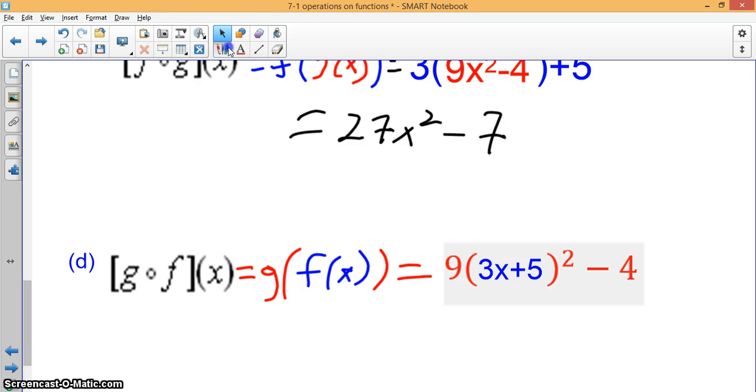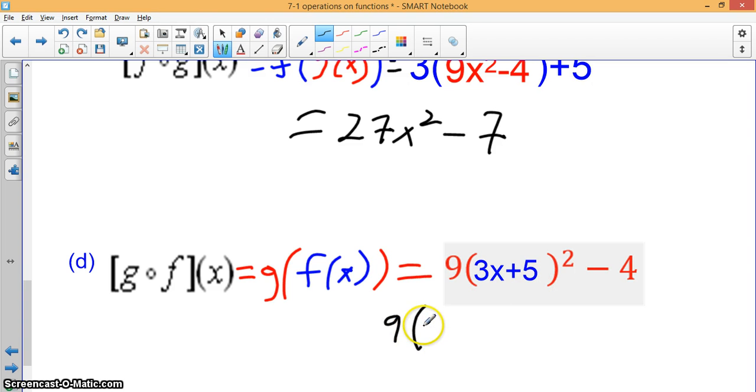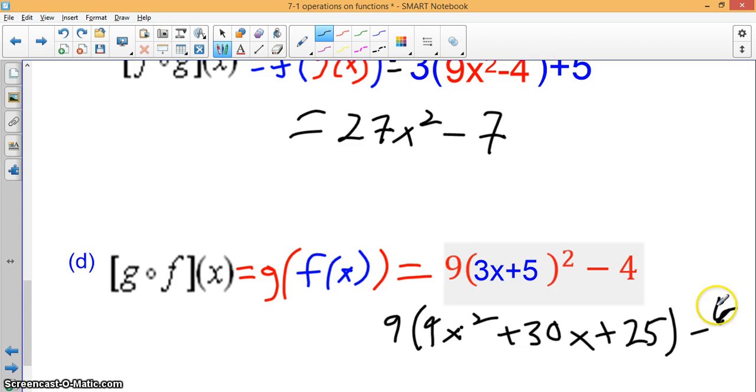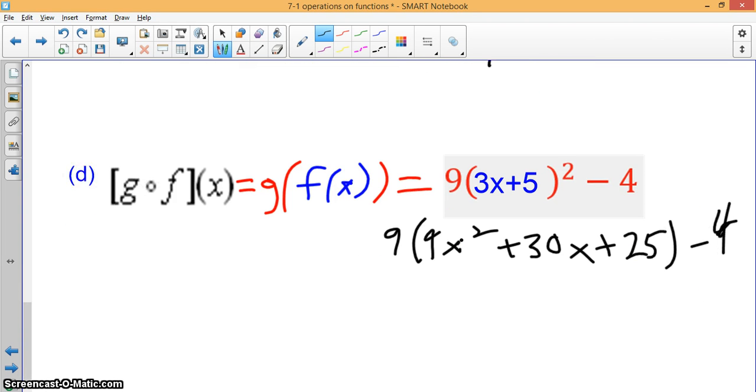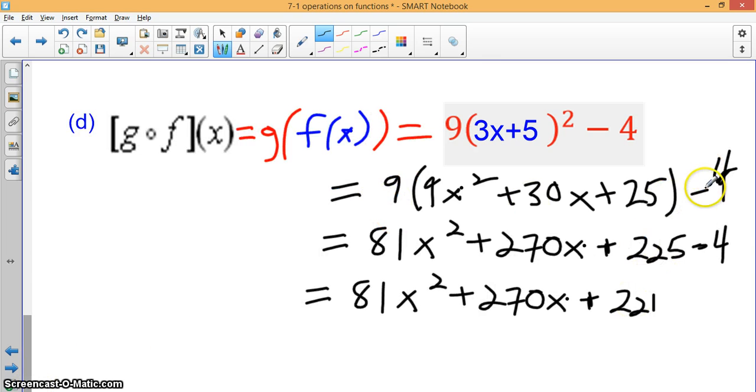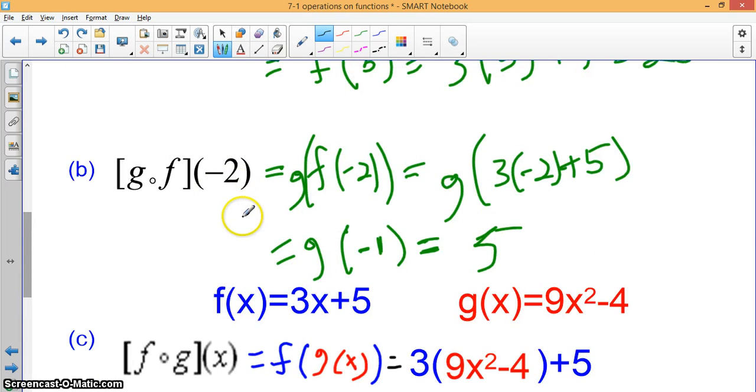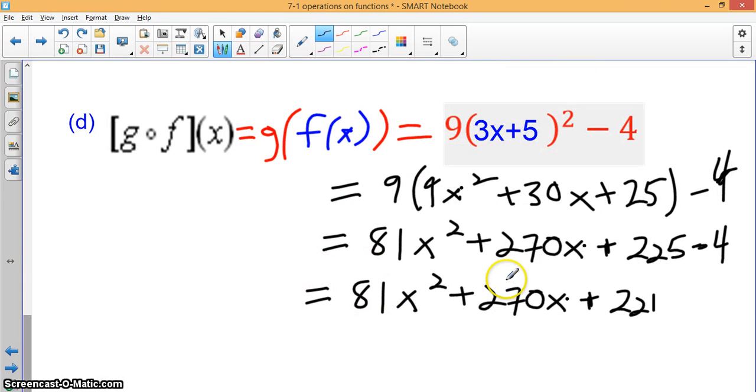Okay? So here we FOIL it, and so we get 9 times, okay, you have to follow on home, 9x squared plus 30x plus 25 minus 4, okay? And then we distribute and combine like terms. I'm going to pause it because we're running low on time, and I'll give you both steps here. So distribute the 9, combine like terms, 225 minus 4, and there you go, you get another function. Actually, if you plugged in negative 2 into this guy, you would get the 5 that we got in the second example. So hopefully that is helpful. There you go.